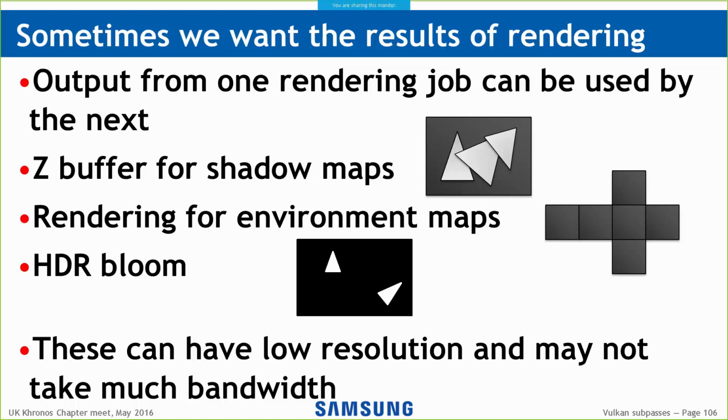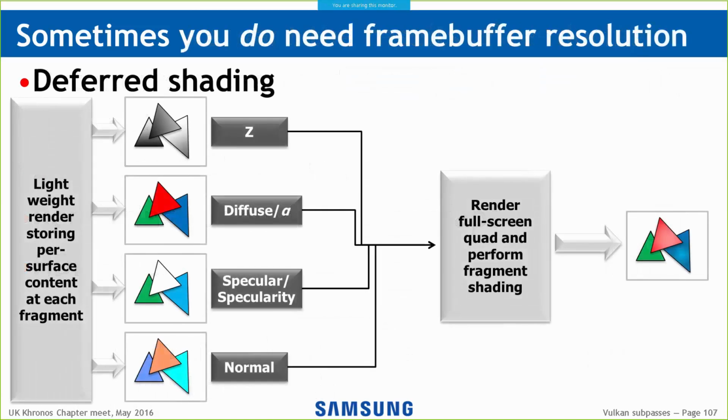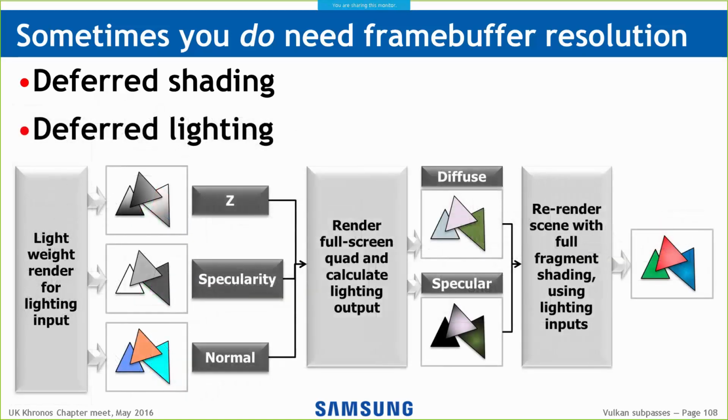But sometimes you actually do need to do all this rendering at the full resolution of the frame buffer. So hands up if you've used deferred rendering. Cool. Okay, in that case I won't make people stick their hands up to say they don't use this. So that's one example where you need to write to lots of intermediate data. Deferred lighting, similar problem, more intermediate passes, possibly less data at any given point.